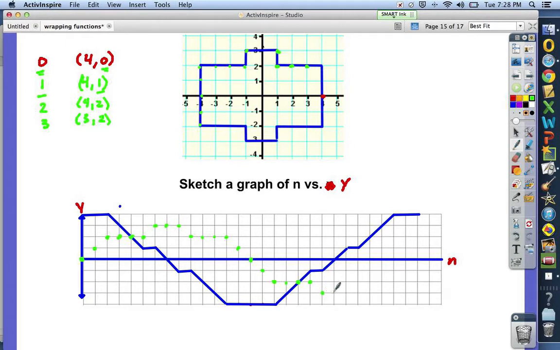Stay there for 2 units. Come up 1, which gives us back up to -2. We stay at y equals -2 for 1, 2, 3 units. And then finally, we increase back up to the axis.